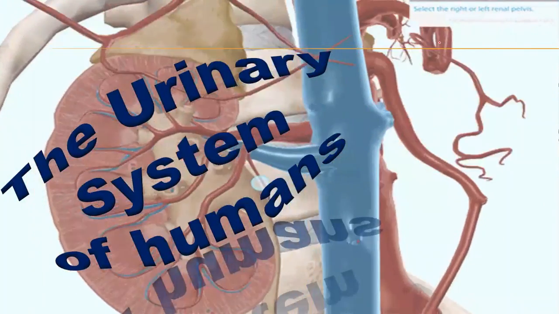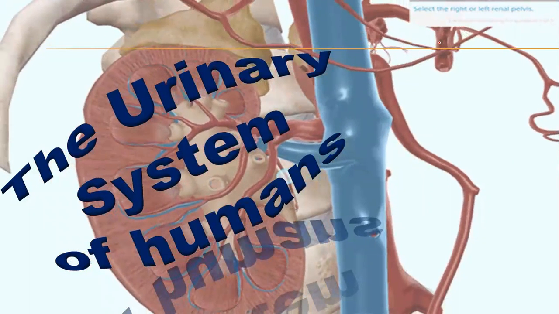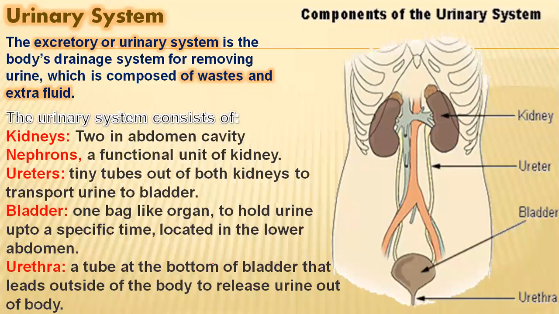Dear students, we will start the urinary system of humans. If you see in this image, there are two kidneys in the human's abdominal cavity. So if we talk about the urinary system, we know that the excretory system and the urinary system are the same thing, and that is the body's drainage system for removing urine, which is composed of waste and extra fluid produced in the body.